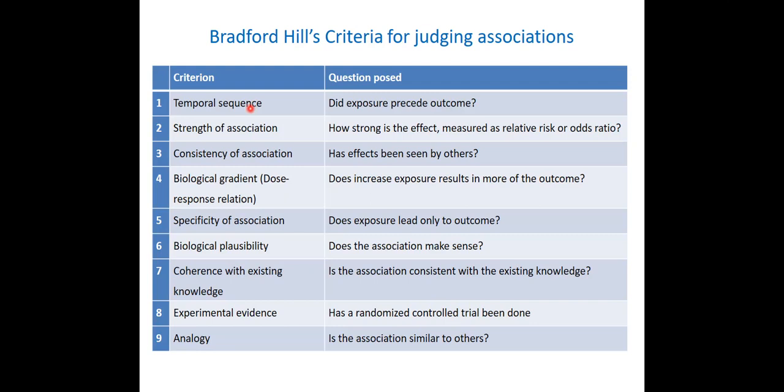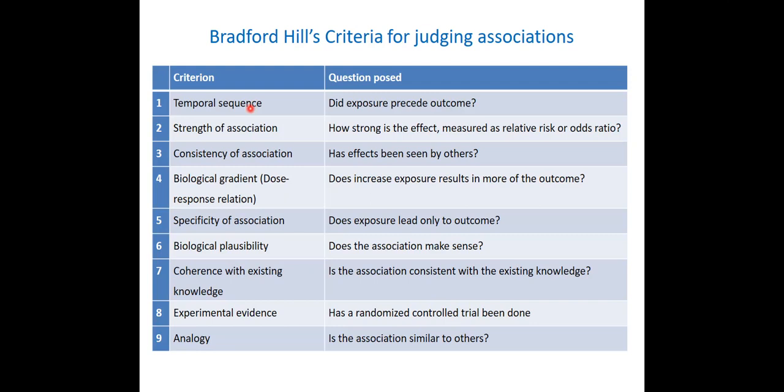Then specificity of association. The exposure leads only to the outcome; that's the only thing it causes. It doesn't cause any other thing. If that's the only thing it causes, then you see that the person who has it, that exposure is the one causing it. So that's specificity. But if you look at it, it's not as important as the others in front.